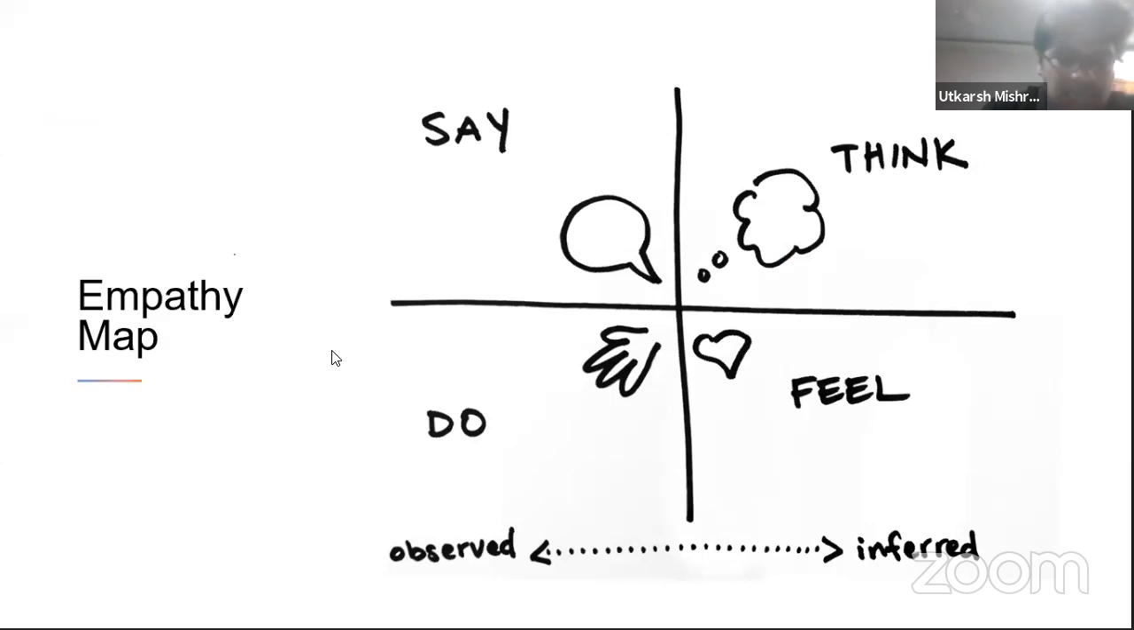Ideally, it should go clockwise. It should start with what people are saying, then what they are thinking, then what they are feeling, and then what they are doing. So it goes clockwise, from say, to think, to feel, and to do. We'll start with what say gives us. Whenever we try to understand what people are saying, what the other user says about the product or the services, ideally this section contains real quotes from users, recorded during interviews or usability testing sessions.